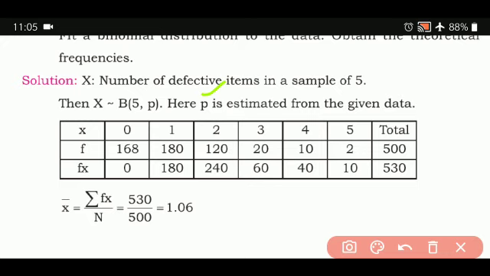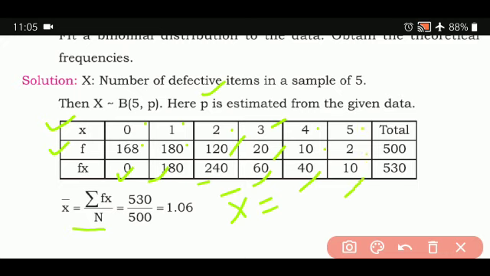So what is the first step? The first and foremost step is to find the arithmetic mean. Simple arithmetic mean you have to find. That is, x bar is equal to summation fx divided by capital N. This is your x, this is your f. You have to multiply f into x. This is 0. 1 into 80 is 80. 2 into 120 is 240. 3 into 20 is 60. 4 into 10 is 40. 5 into 2 is 10.